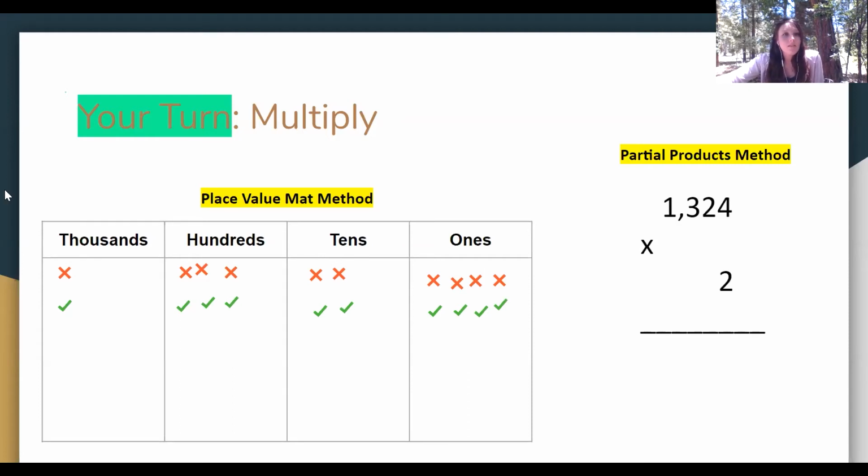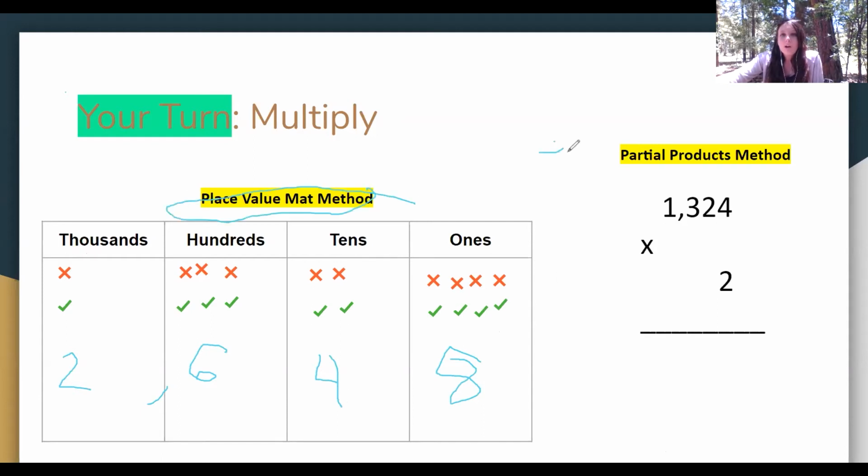I'm going to get my pencil out. We have 2 in our thousands column. We have 6 in our hundreds column. We have 4 in our tens column. And then we have 8 in our ones column. And we need a comma here, right? Because counting 3 digits from the right, since there's a 4th digit there, we do need to include that comma. So our answer is going to be 2,648, as seen in the place value mat method.